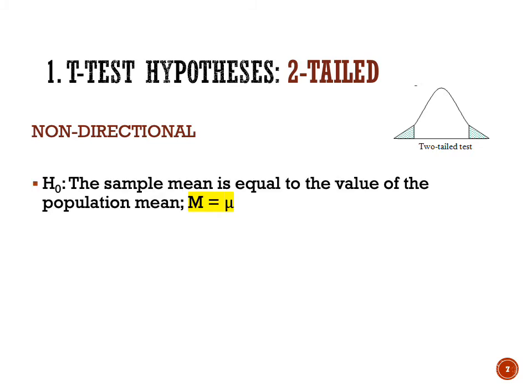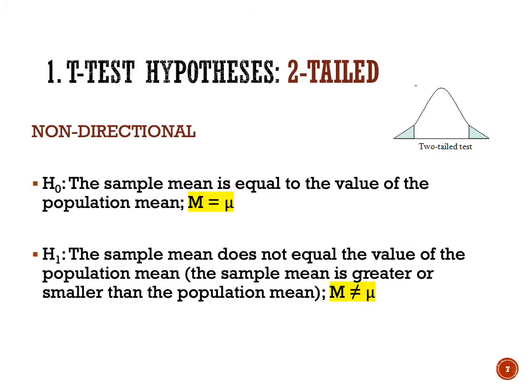So the null hypothesis is going to be that there's no difference between the sample mean and the population. And then the alternative hypothesis is that there is a difference. They're not the same. The sample mean does not equal the population mean. But we don't specify if the sample mean is going to be higher or lower than the population mean. We're just testing to see if they're different at all.